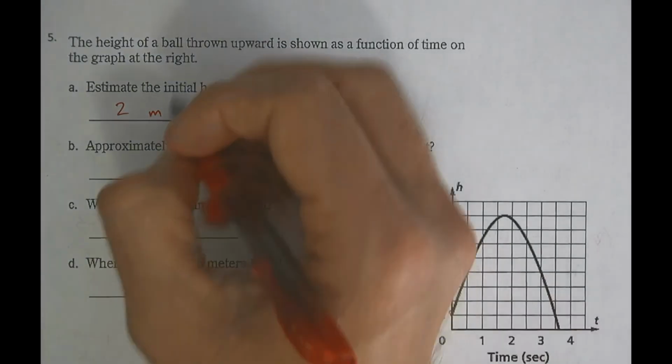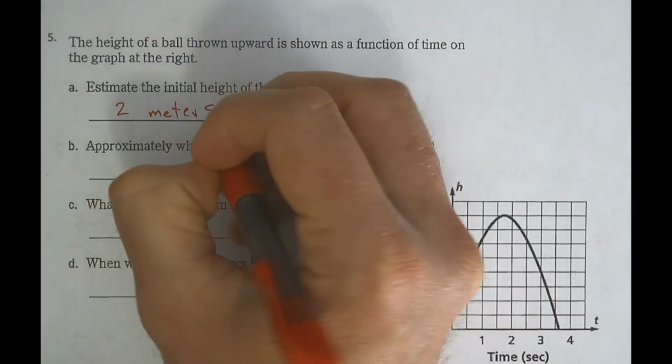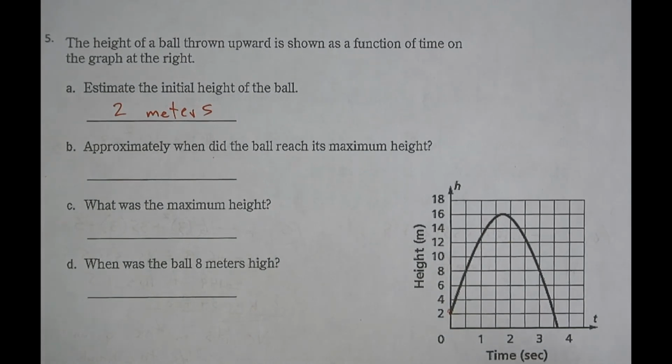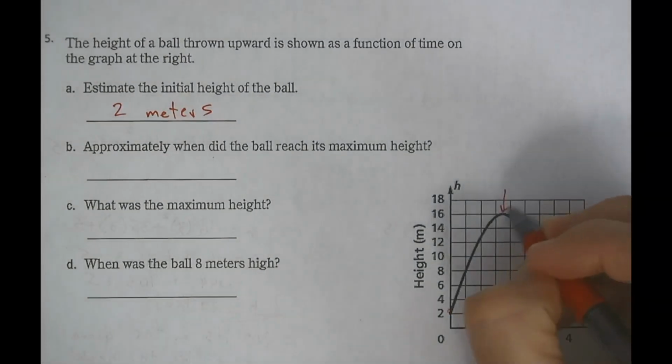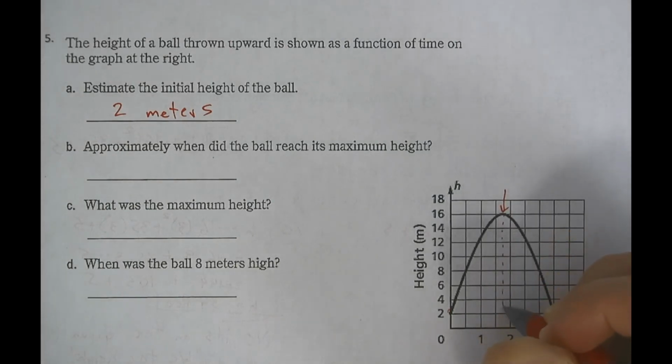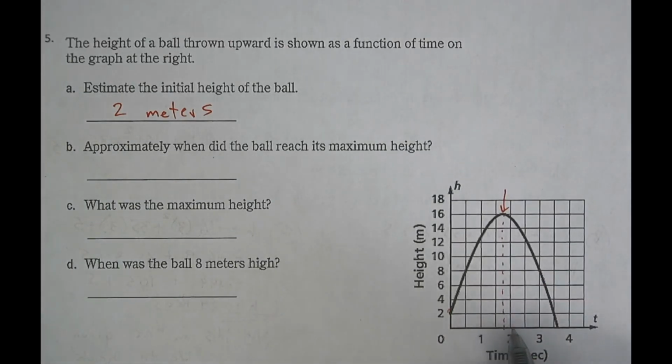And this is in meters. Just double checking. Okay, approximately when did the ball reach its maximum height? So maximum height is right about here. If we follow that down, it's right here. So here's 1, here's 2. This would be 1.5 halfway. So it's between 1.5 and 2.